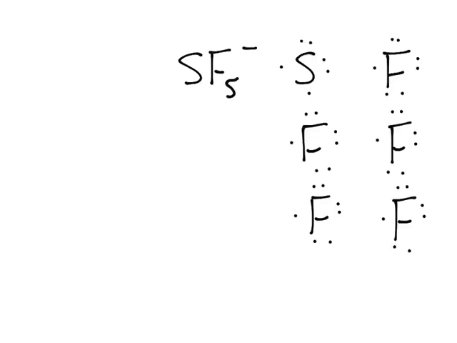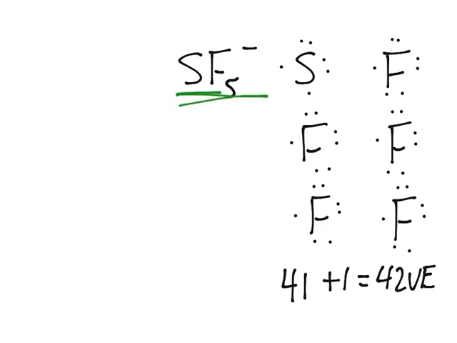And that brings us to the last one, which is SF5 with the 1 minus charge. There are the dot structures. The fluorines have 7. 7 times 5 is 35, plus the 6 from sulfur is 41. But this is an anion, so it's gained 1 more. So we actually have 42 valence electrons to work with. And you can tell we've got another expanded octet because this sulfur has all 5 fluorines attached to it.